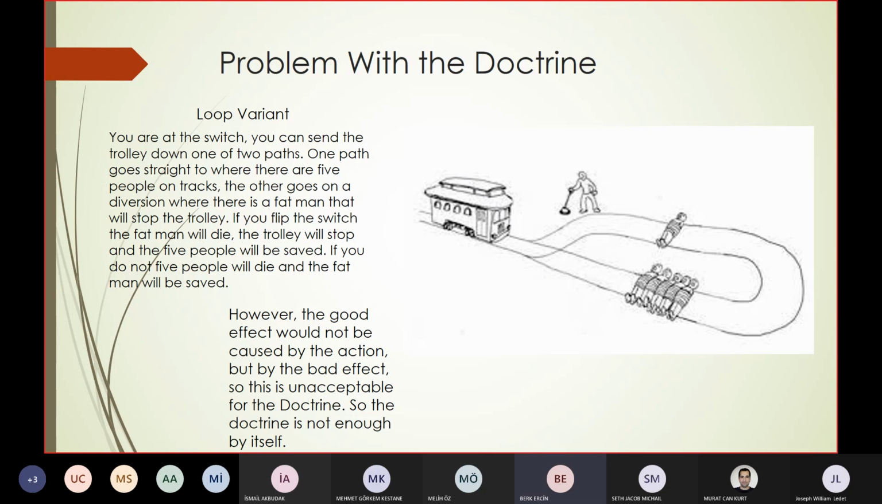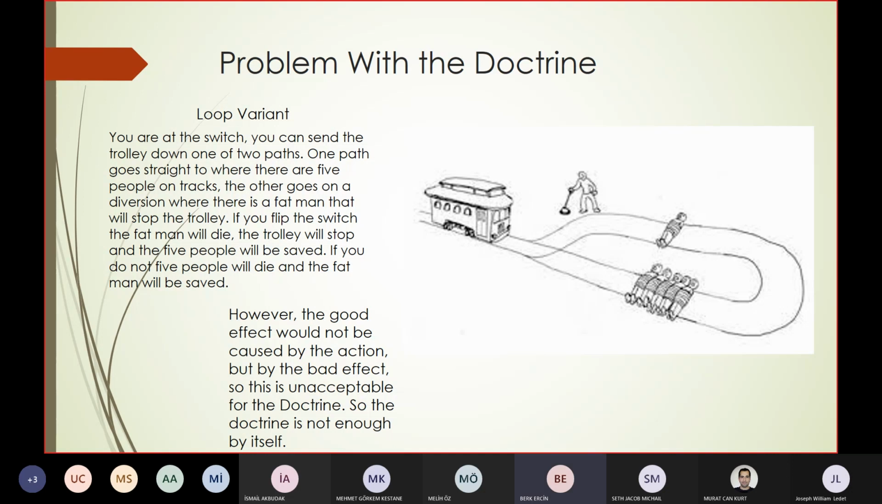However, there are some problems for this doctrine. A well-known one is the loop trolley problem. In this problem, you're back on the switch and you can send the trolley down one of two paths. One path goes straight to where there are 5 people on the track. The other goes on a diversion where there is a fat man that will stop the trolley. If you flip the switch, the fat man will die, the trolley will stop, and 5 people will be saved. If you do not, 5 people will die and the fat man will be saved.